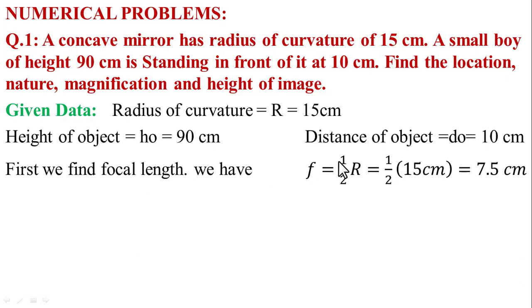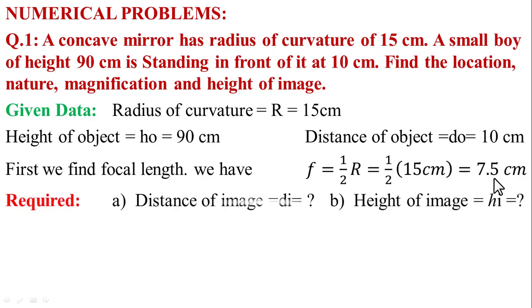We have f is equal to 1 upon 2 multiplied by R. Putting the value of R, the focal length is equal to 1 upon 2 into 15 centimeter. 15 divided by 2 is equal to 7.5 centimeter. Now we have the required data to find the distance of image, that is di, and the height of image hi. We can find that. Now first of all also find the magnification.